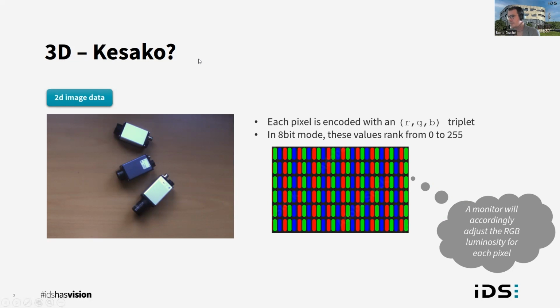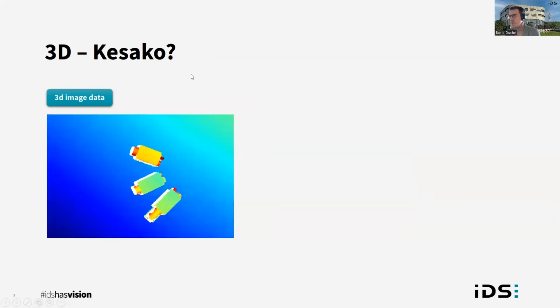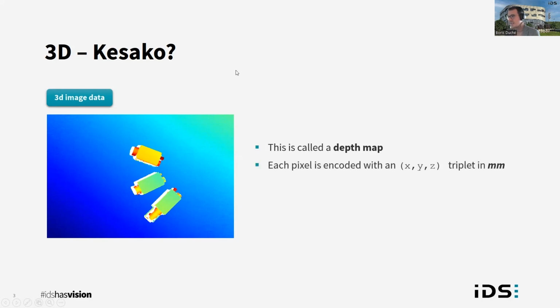When we talk about 3D, we work with depth maps. So how is the 3D data encoded within a depth map? Typically, for each pixel, you will have 3 values to encode the pixel. The values will be the X, Y, Z values in millimeter. So you have depth, but also X, Y information for each pixel. We like to display such an image in fake colors. It makes things easier to understand when we just look at the image.